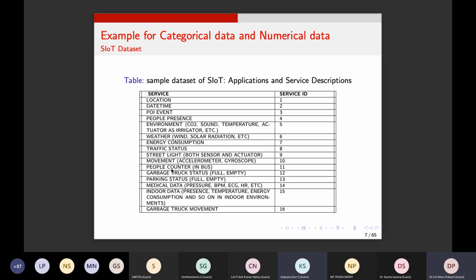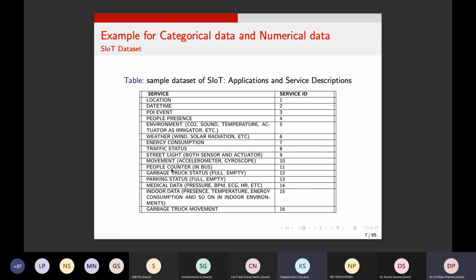If you observe within the brackets, the environment is using carbon dioxide, sound, temperature, AC actuators, and irrigator sensors in this case, and traffic status has also been obtained. Accelerometer as well as gyroscope sensors are generating this data. Now, this is a sample of a data set that has been provided, generated by using a SWIM model, and it's available.